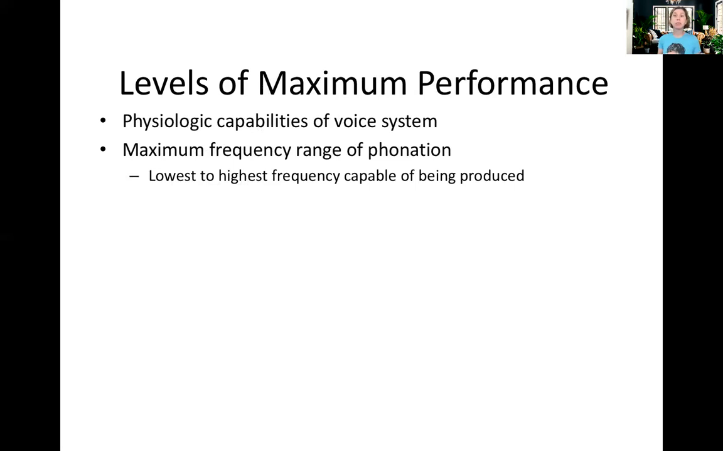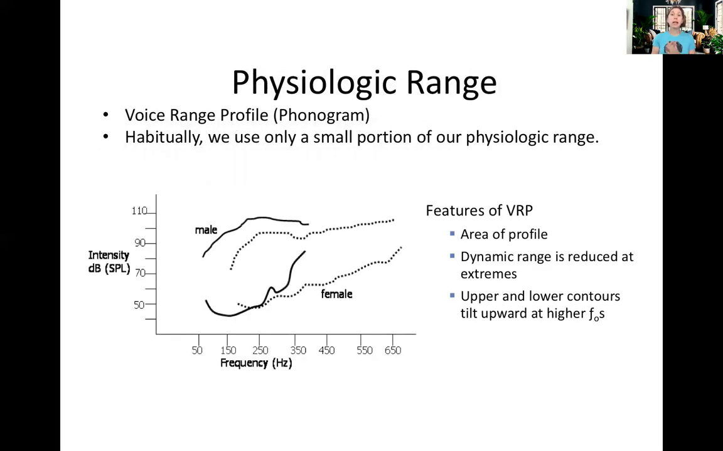Maximum performance tests provide information about the physiological capabilities of our voice production system. So the maximum frequency range of phonation represents the span from the lowest to the highest frequency at which the individual is physiologically capable. All right, so it can be elicited by having an individual phonate from lowest to highest pitch at a self-selected loudness level. So maximum range of phonation frequency can also be elicited as part of a frequency intensity task called the voice range profile.